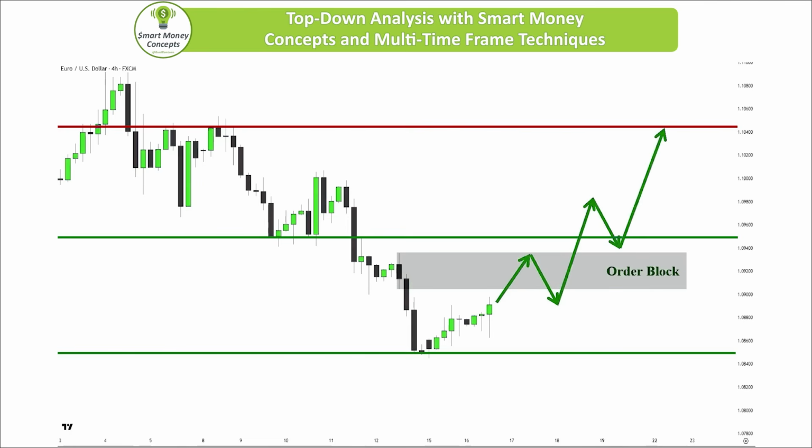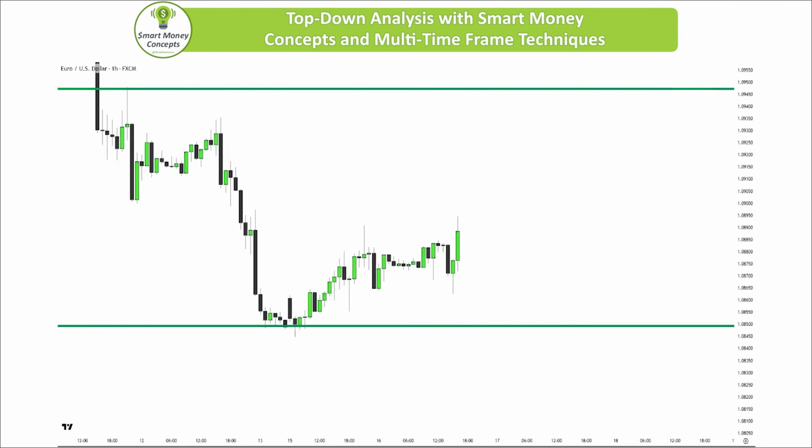Conversely, if the price breaks above both levels, it indicates a strong bullish momentum, which could drive the price up to test the weekly level again. Let's zoom into the 1-hour time frame to continue our analysis.